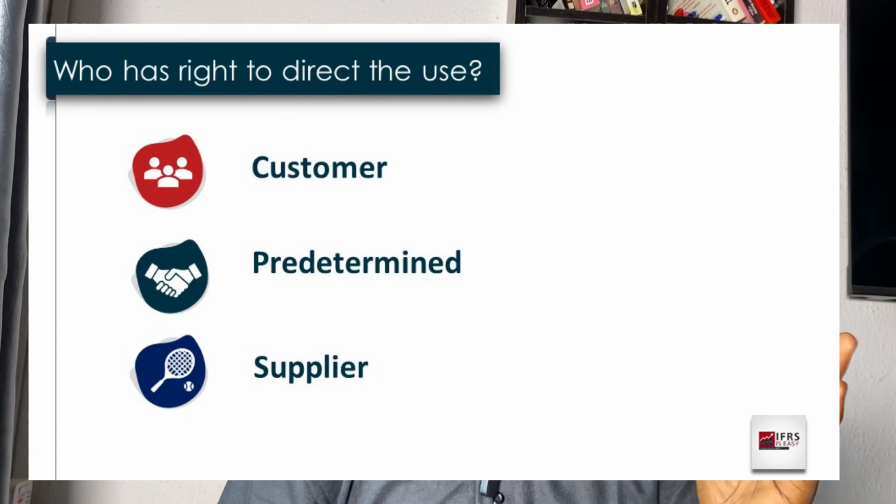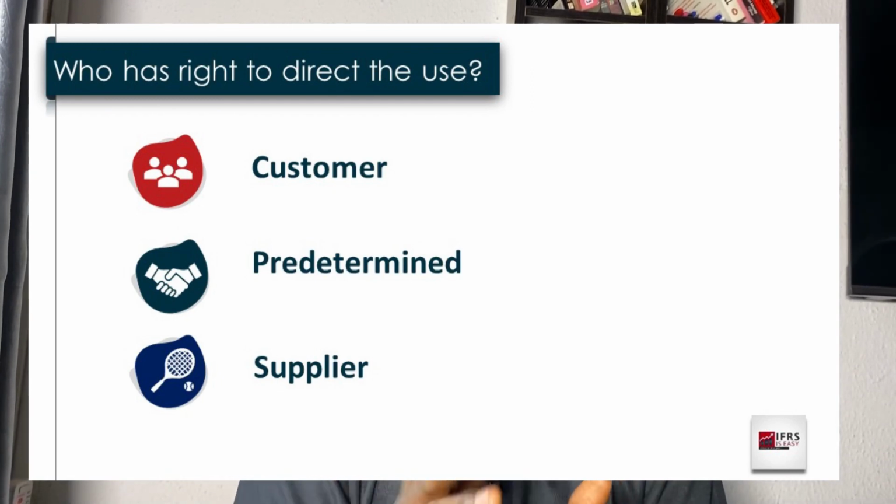So one, is it the customer that has the right? If the customer has the right, then automatically it contains a lease. If the supplier has the right, then automatically it does not contain a lease. But if it is predetermined, then there is a further question as to, was the customer part of those that designed the asset? If the customer was part of those that designed the asset, then we can say that it contains a lease. But if not, it does not contain a lease.